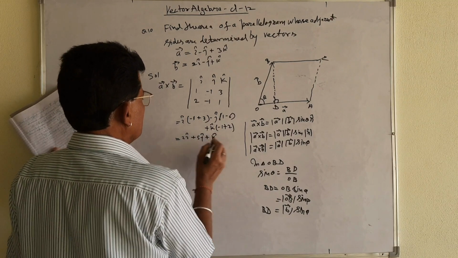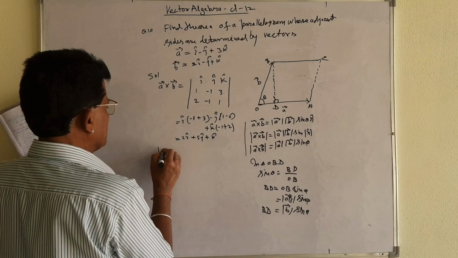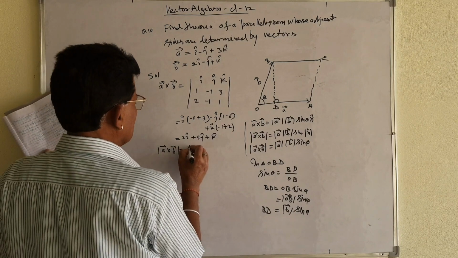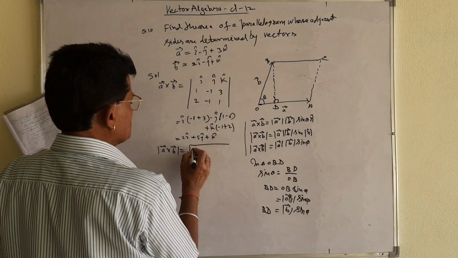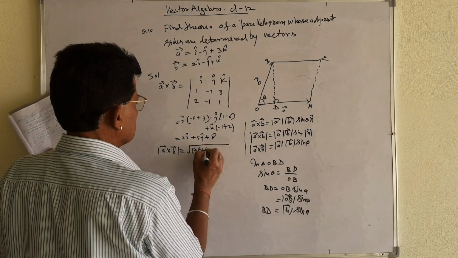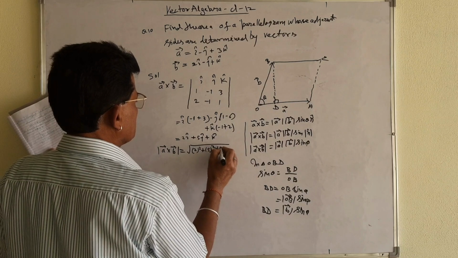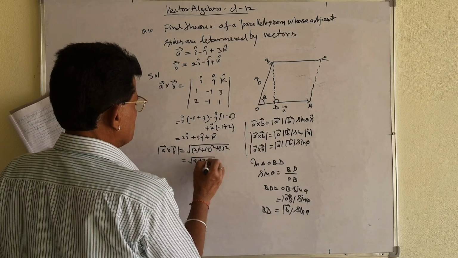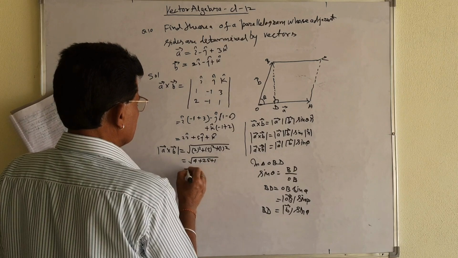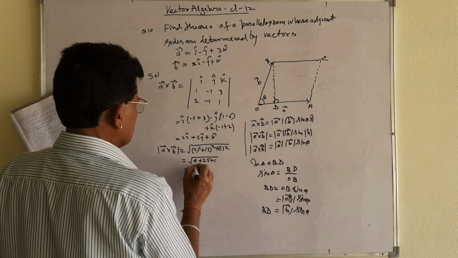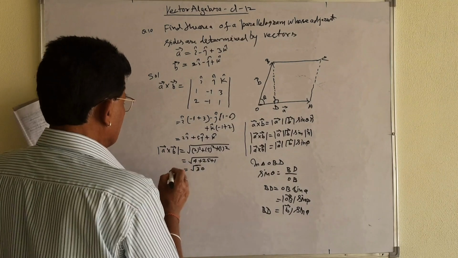My dear student, you must find its magnitude, because magnitude will be required. Its magnitude will be equal to the square root of the sum of the squares of the scalar components of i, j, k: 2 squared plus 5 squared plus 1 squared, which is 4 plus 25 plus 1. It will be equal to root 30.